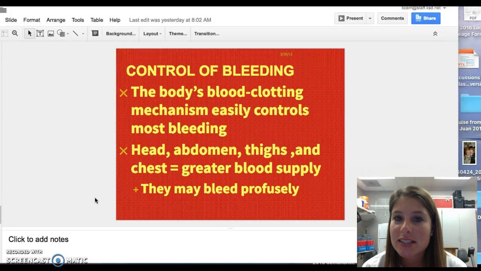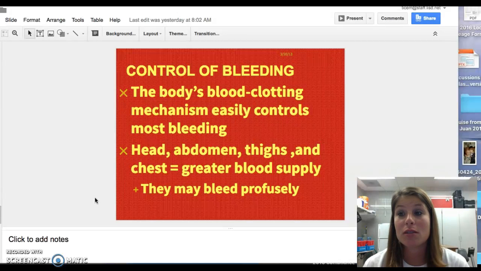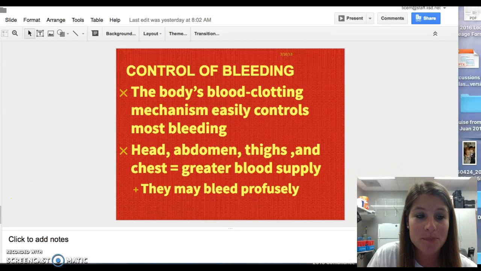And the reason for that is because we have a lot of important organs there, okay? Our head is clearly going to be fueling our brain. In our abdomen, we've got all of our internal organs, okay? In our thigh, we've got a major artery, okay? So any injury to that area is naturally going to bleed more because there's just more blood in that area on a normal basis, okay?